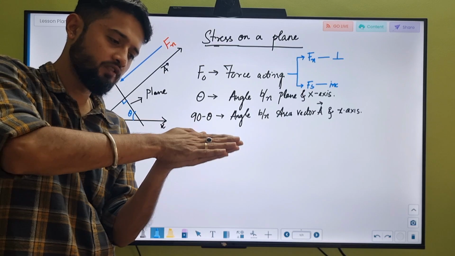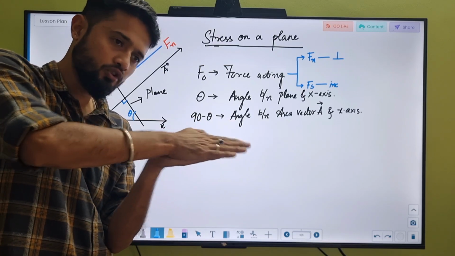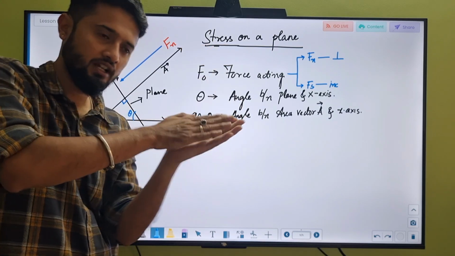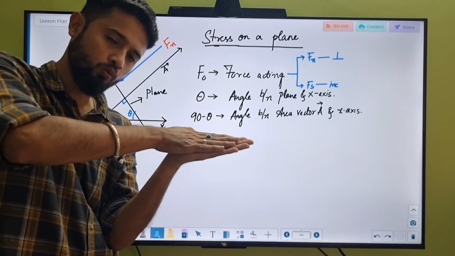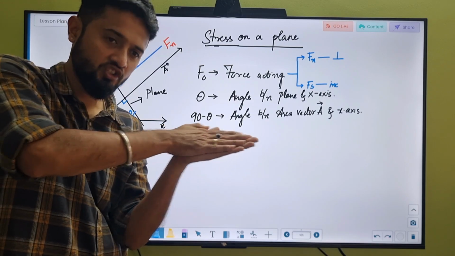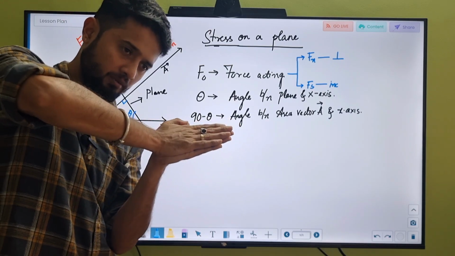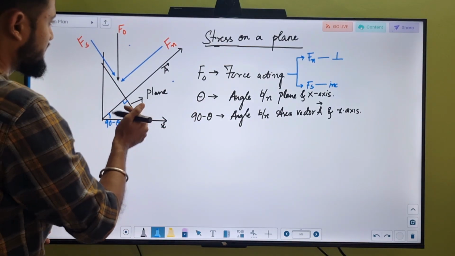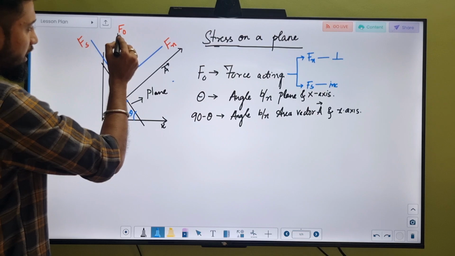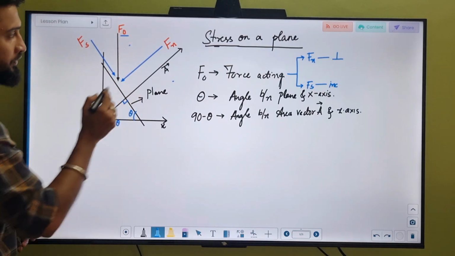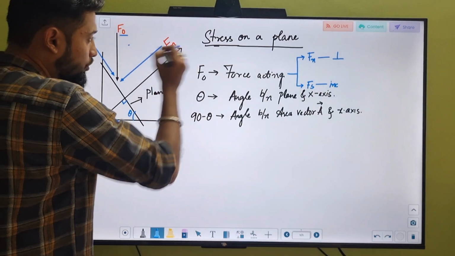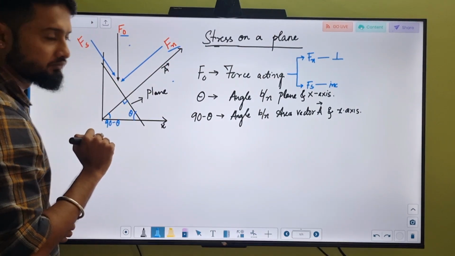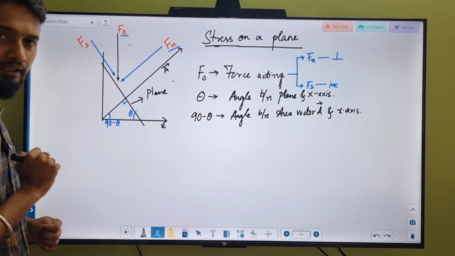Yes, so there is one force which is acting perpendicular and one force which is shearing. The perpendicular becomes the normal force, and the one which helps in moving becomes the shear force or the shear stress. This is the normal stress and this is the shear stress. Here you have F naught acting on the plane, and there is one force acting perpendicular, that is Fn, the normal, and one acting inclined to it.